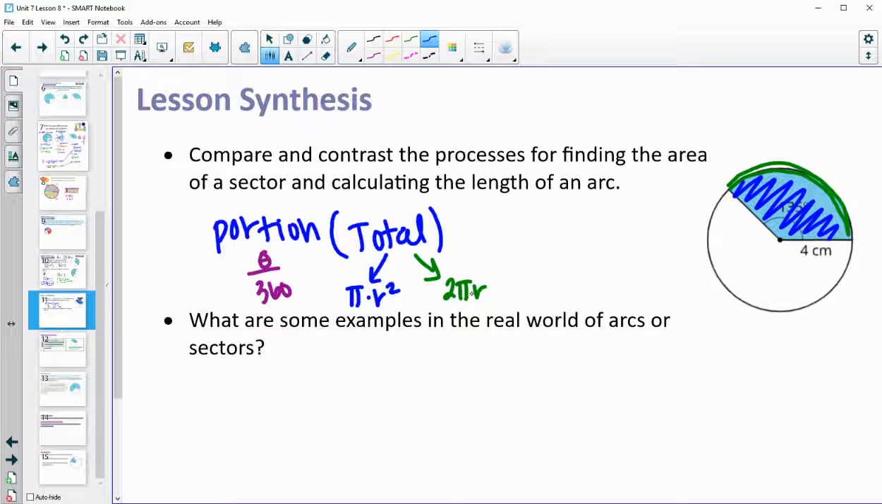So where might you see some of this stuff in real life? Probably the most basic is pie and pizza. So looking at your pizza, how much pizza you're eating in a couple of slices, the arc length being the crust. Maybe you're looking at a circular swimming pool or a hot tub, looking for the foam around the hot tub versus the space that it takes up, or different chunks of that.